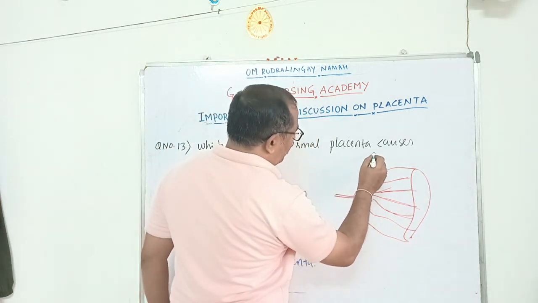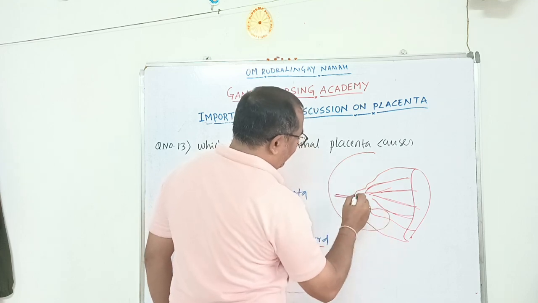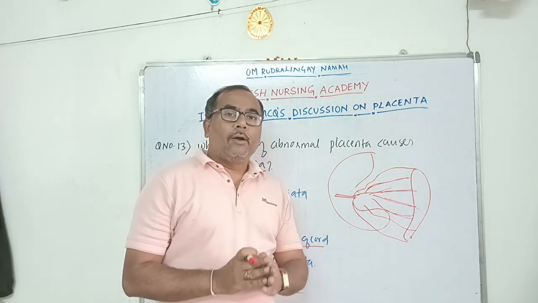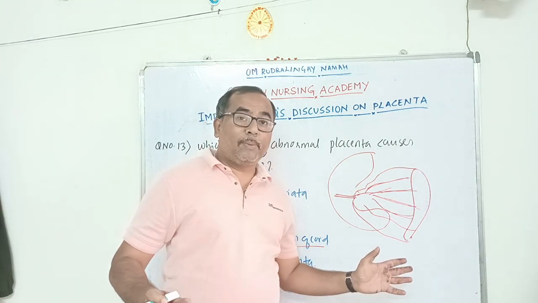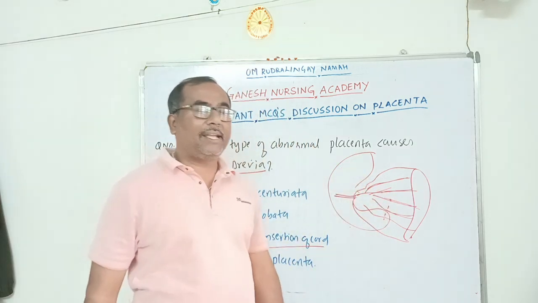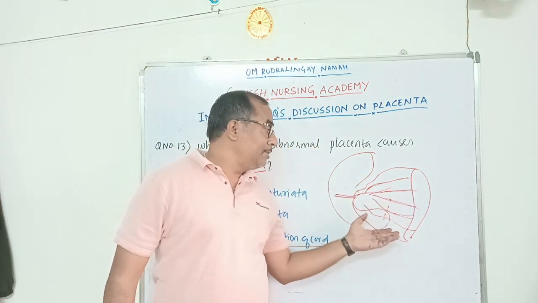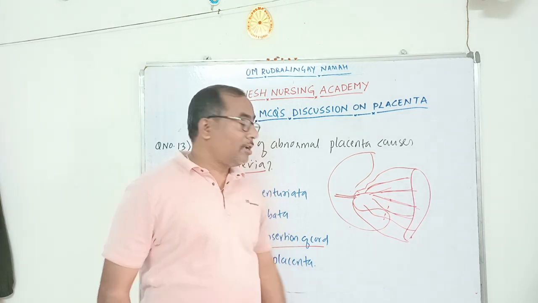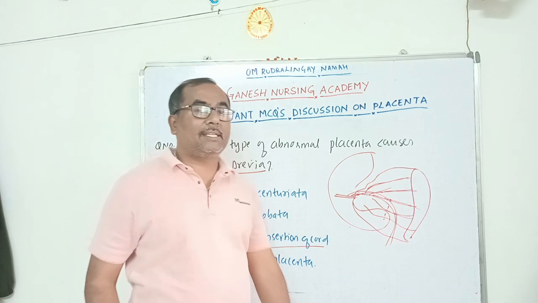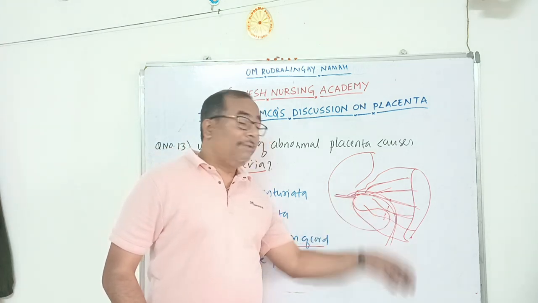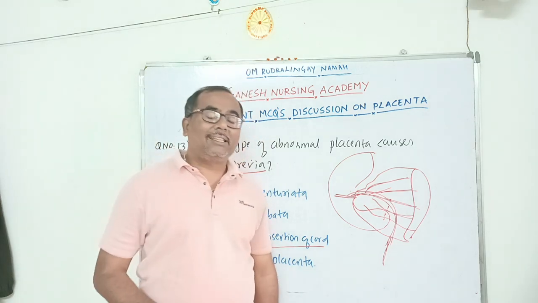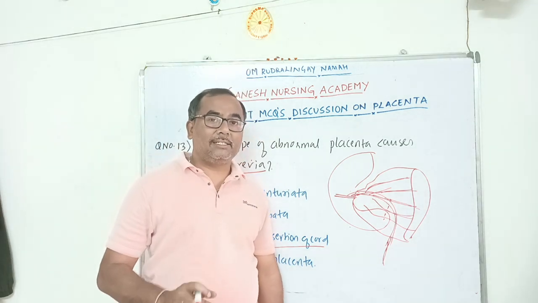When the baby is in this condition, whenever a rupture of membrane takes place, there is a rupture of all these vessels as well. Because of this, there is heavy bleeding of blood from the fetus. Heavy fetal blood bleeding will take place. So there is a chance of fetal death in velamentous insertion placenta.